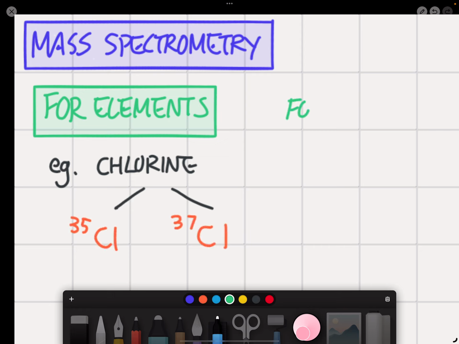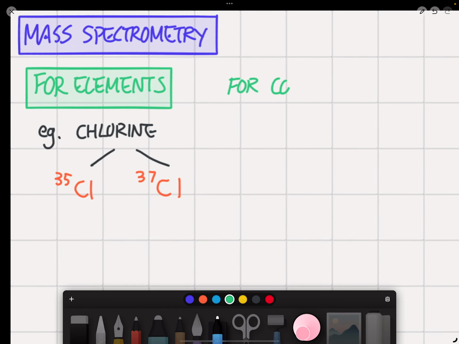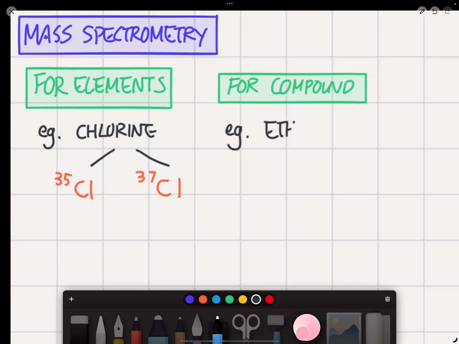For compounds, we can also determine the molar mass of the entire molecule, as well as some information about the structure of the compound. Take ethanol as an example. We know ethanol has two carbons, and then there is the hydroxyl functional group attached towards the end. We can use mass spectrometry to obtain some useful information about the structure.